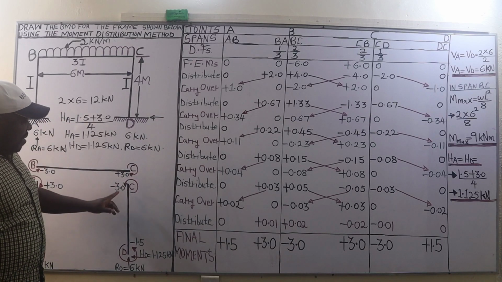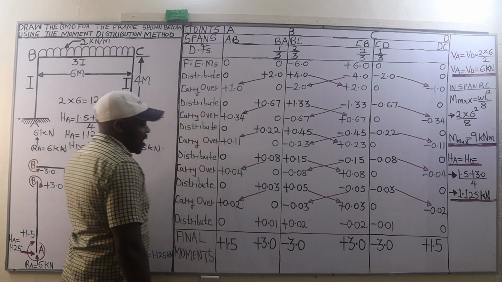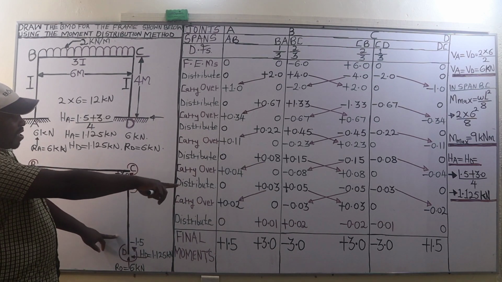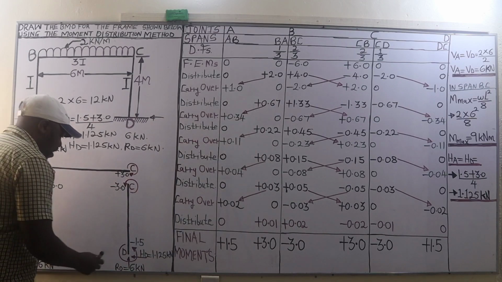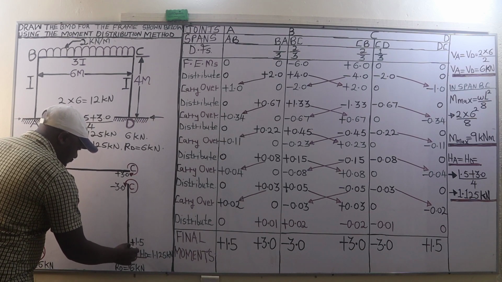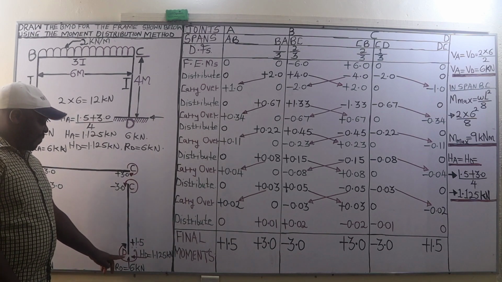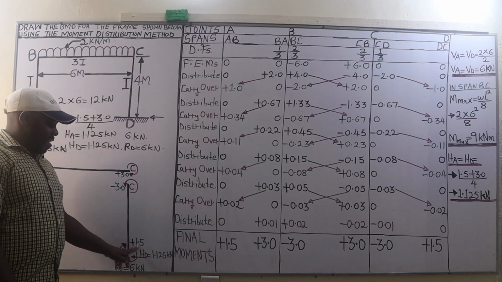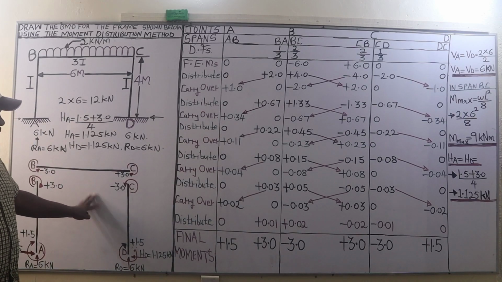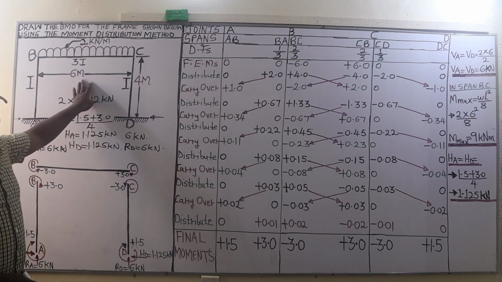Then on member CD, at joint C, we got negative 3.0 kilonewton meters, meaning that that is an anti-clockwise moment. At joint D, we got positive 1.5 kilonewton meters. Yeah, that is positive, meaning that it is a clockwise moment. Good. So that is the moment at D. So that's what we call a free body diagram. Then from there, we are now going to plot the bending moment diagram for this portal frame.